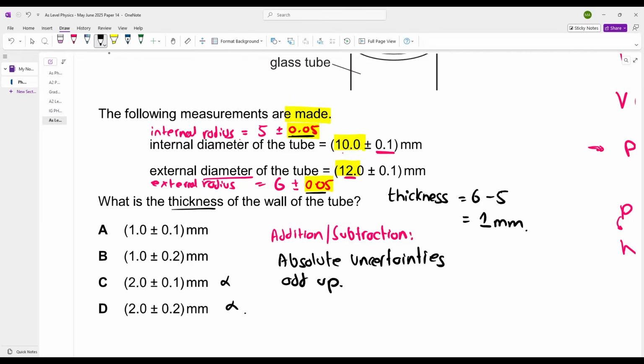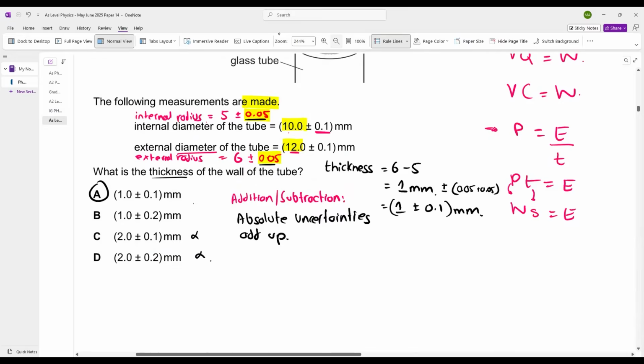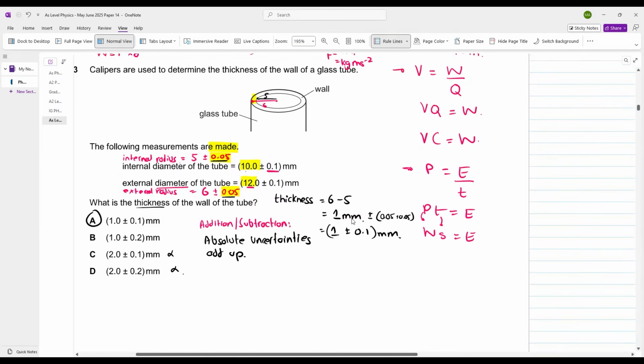0.05. Here we have 0.05. What will be your uncertainty in this? 0.05 plus 0.05. सर ऐसा क्यों किया आपने? Because thickness निकालने के लिए we were subtracting 5 from 6. 1 plus minus 0.1 millimeter should be your answer. ये is your answer. तो बेटा डू यू अंडरस्टैंड के हमने क्या किया है यहाँ पे?